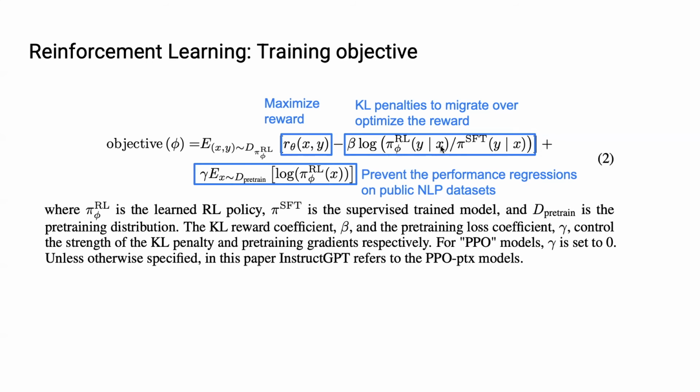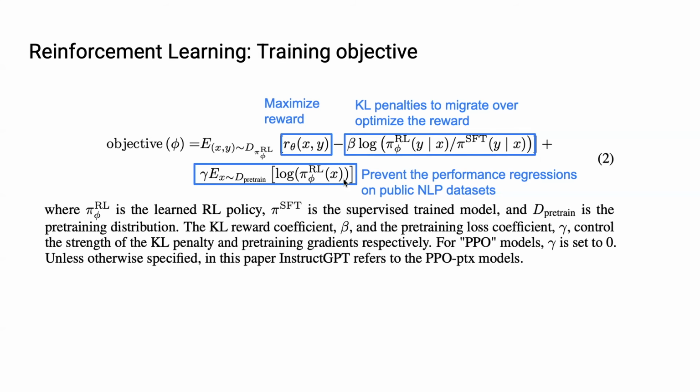Then it's trying to penalize the deviation from the original supervised fine-tuned instruction model. They found that if we just maximize the reward, it's going to overfit to the dataset. So this is a regularization term: we do not want the final policy model to deviate a lot from the initial supervised fine-tuned model, to prevent overfitting to the reward.